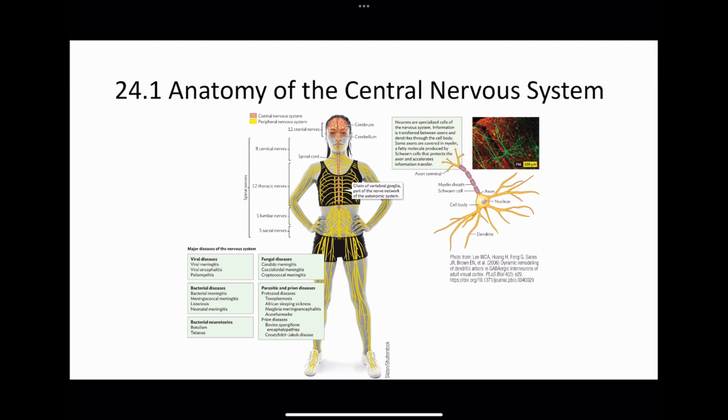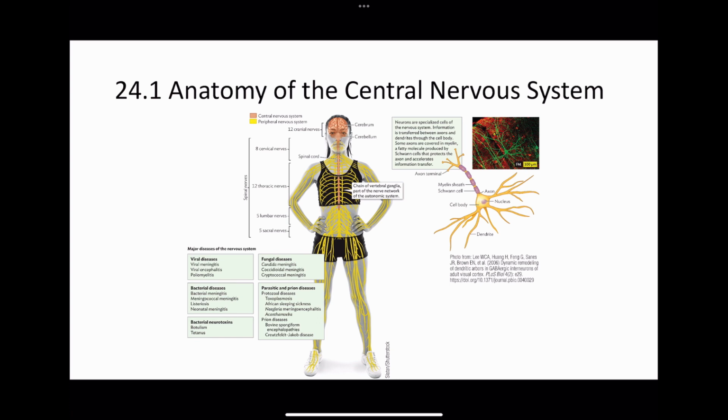This image is a comprehensive visual overview of the nervous system and highlights its key components, functions, and associated diseases. So let's break it down into sections. The central nervous system includes the brain and spinal cord. The peripheral nervous system is composed of cranial nerves, spinal nerves, and the ganglia.